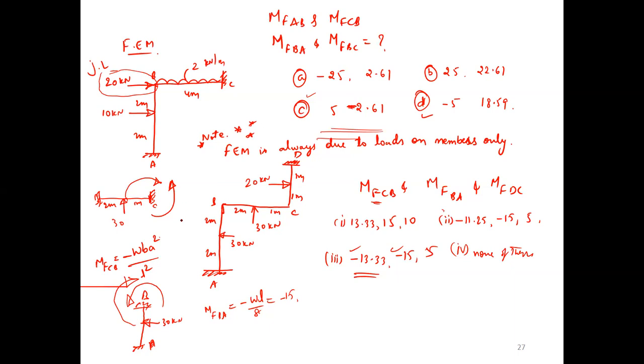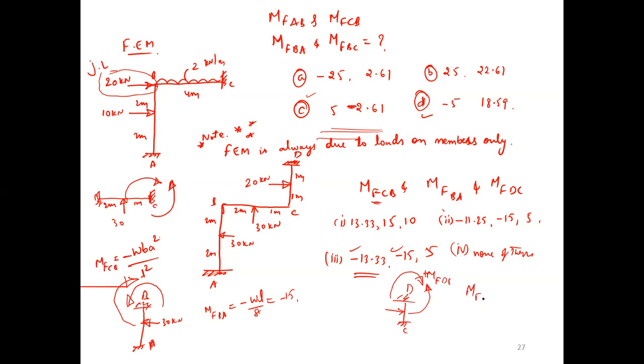Next, DC. Here D, here C. What am I asking? I'm asking DC. So towards D it will rotate. How is it rotating towards D? Anti-clockwise. What is the resistance? Clockwise. It's positive.